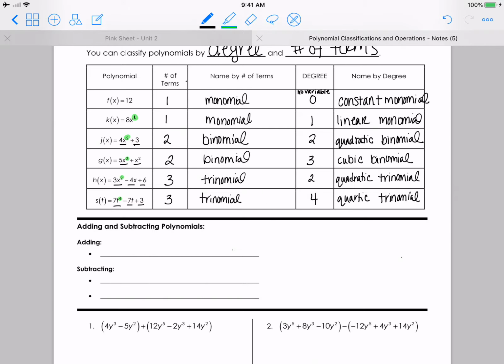So that's what you're going to be expected to do on your quiz on Friday. I'm going to give you polynomials and you're going to have to name them. And you have to say constant monomial or a linear monomial. And remember, you can use your pink sheet, so that will be a huge help when naming these. So now let's move on to adding, subtracting, and multiplying polynomials together.